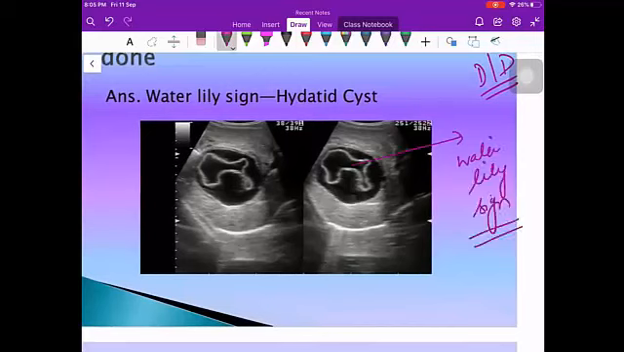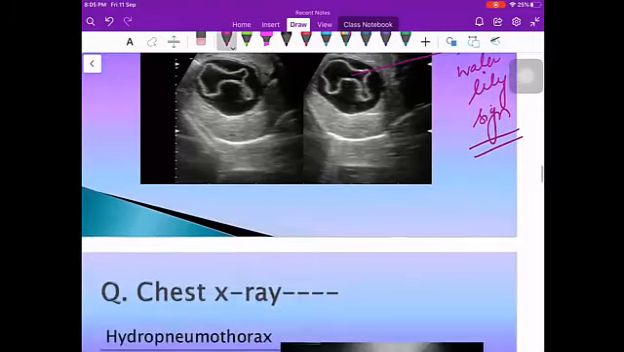Friends, I agree that many students are saying the pattern of the paper was difficult, but one thing I want to tell you: whenever there is a clinical question and there is an associated chest X-ray or ultrasound or CT scan, if you have a better understanding of the subject, the answers become easier. Okay. So water lily sign, this is a hydatid cyst.